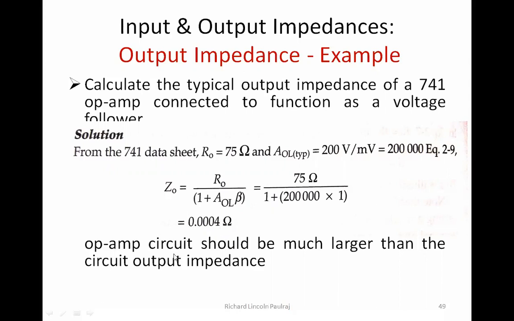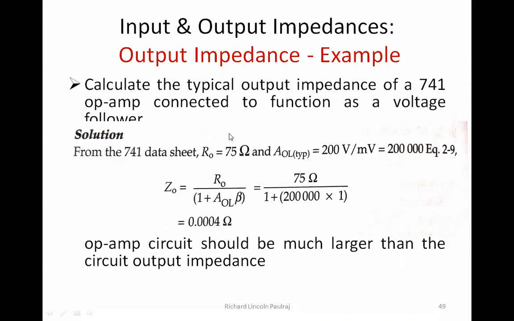The load impedance of the op-amp circuit should be much larger than the circuit output impedance. Which means whatever the output impedance is, it should be as small as possible. Any doubts here?